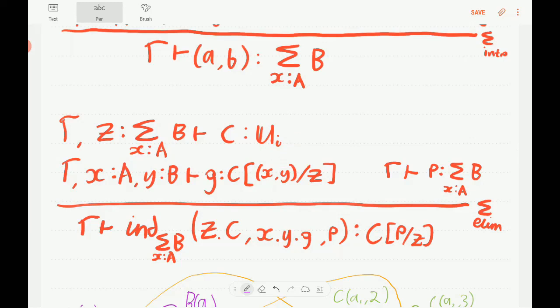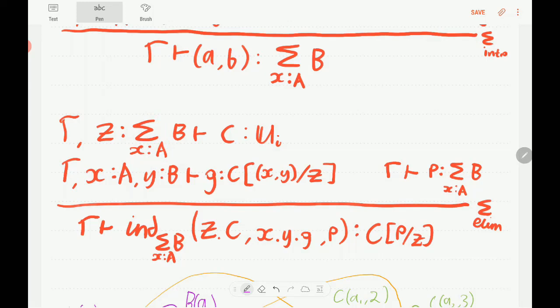saw with the co-product. When we were considering, for example, the co-product of a pair of sets D and E, if we had a function from D into some set H and from E into some set H, then we could form this kind of piecewise function from D plus E to H, which worked like the first function on the elements that came from D and like the second function on the elements that came from E. And it's a similar scenario here, except we're not just adding together two objects, we're adding together many objects, and hence the sigma notation.